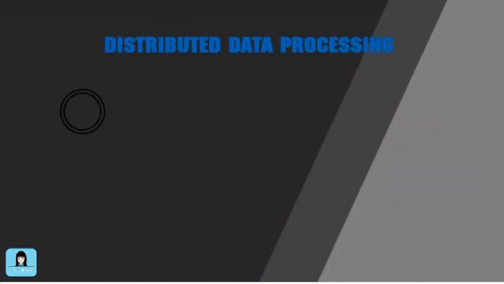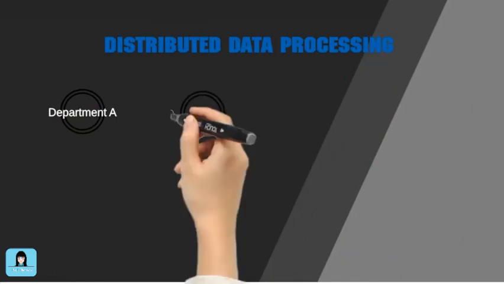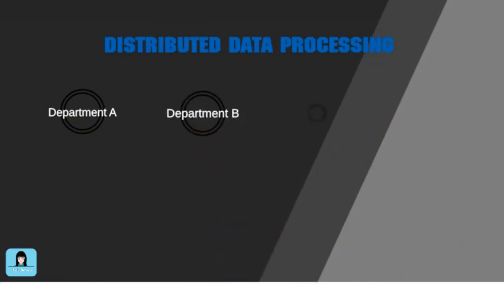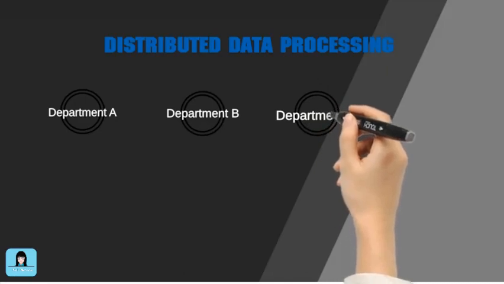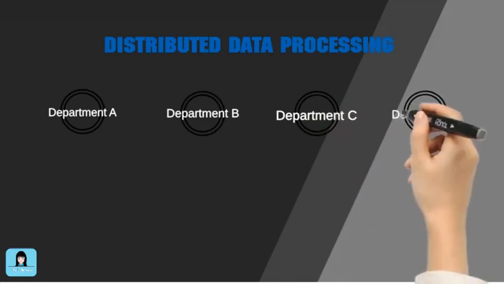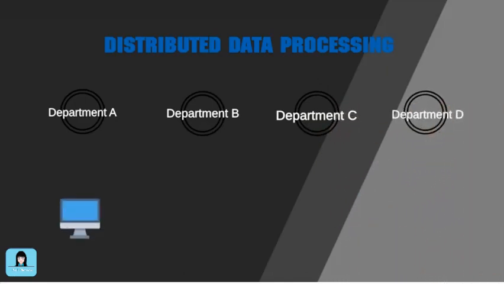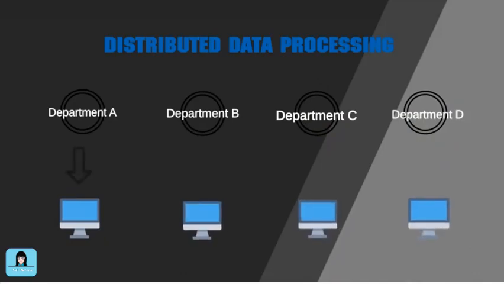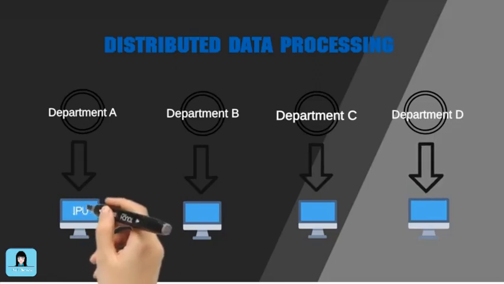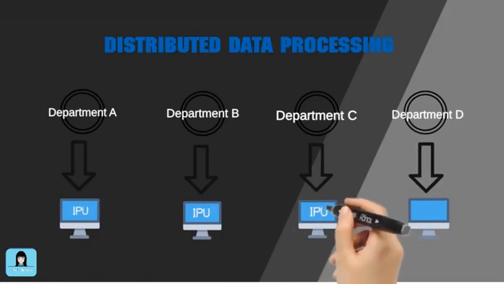Distributed data processing involves reorganizing the IT function into small information processing units, or IPUs. The IPUs are distributed to end users and placed under their control. These IPUs, such as computers and software, may be distributed according to business function, geographic location, or both.